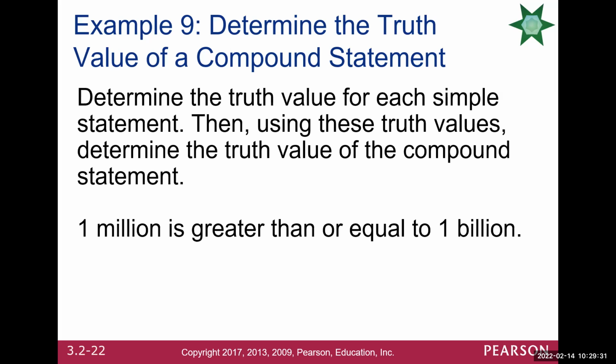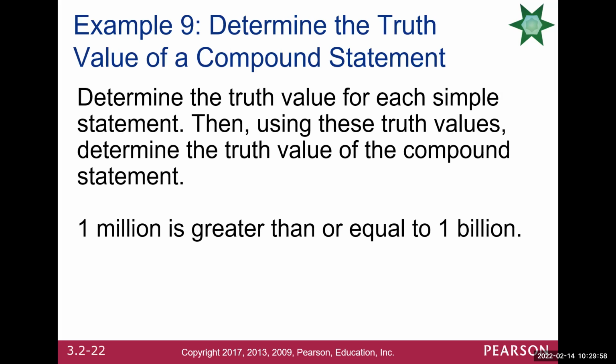So it says, determine the truth value of a compound statement. For each simple statement, then using these truth values, determine the truth value of the compound statement. So we're going to be given statements. We're going to create statements based off of those statements. And then we can just simply figure out the answer without having to do a whole entire truth table. That's how it should be done, I believe.